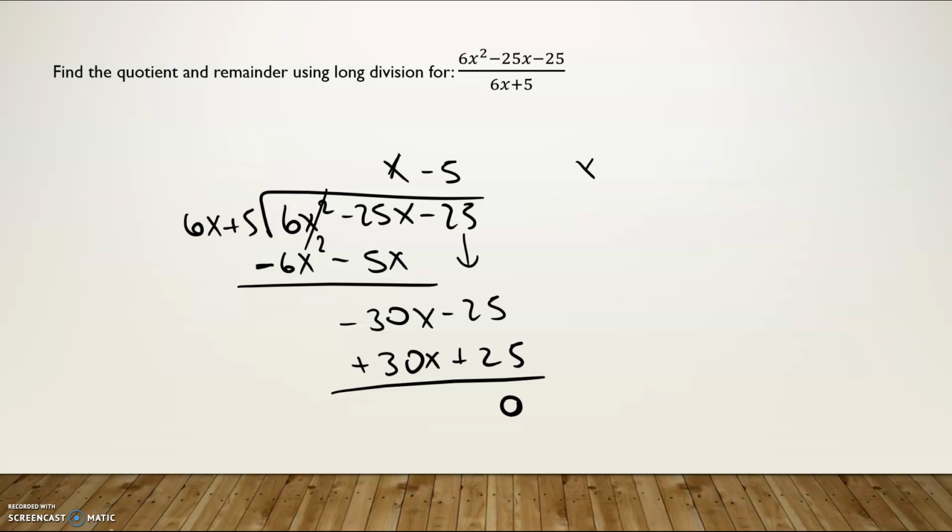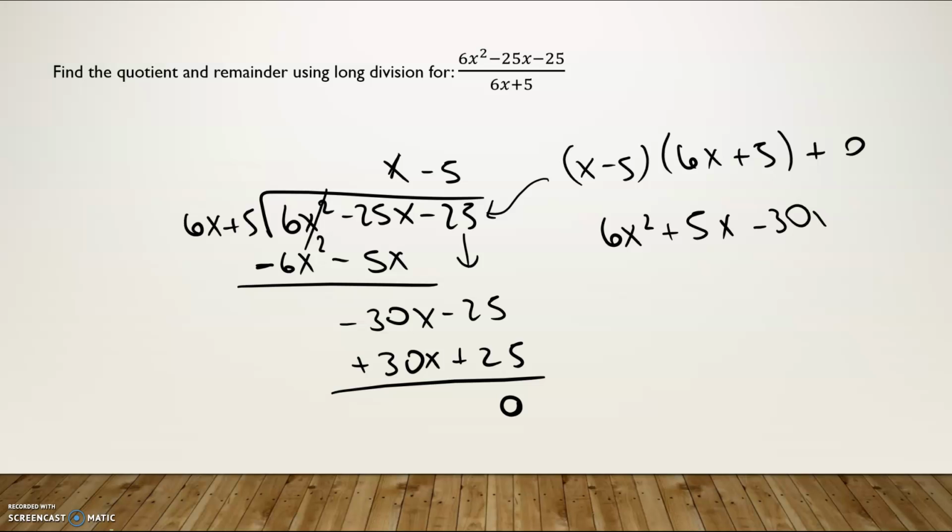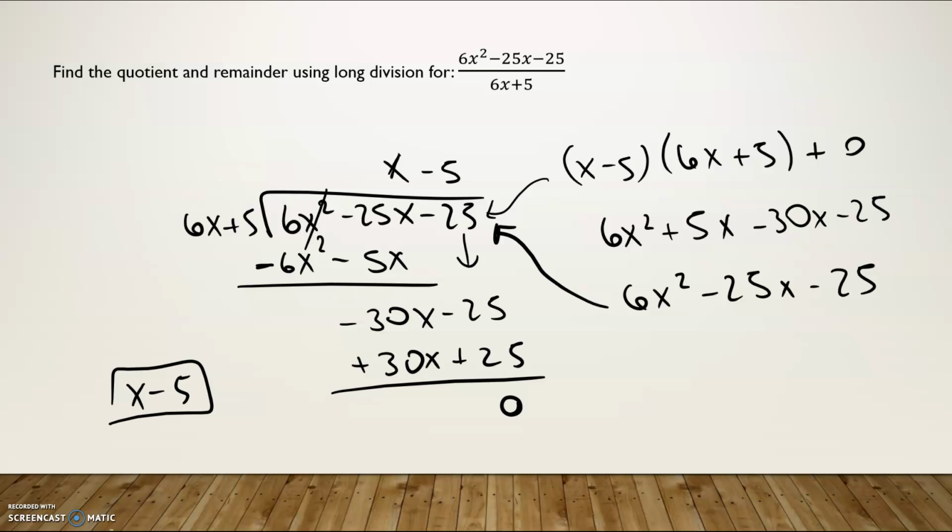So if we take x minus 5 times 6x plus 5 plus 0, that should come out to be our dividend. So 6x squared plus 5x minus 30x minus 25 plus that 0, so I'm not going to add it. 6x squared minus 25x minus 25, which, hey, that's the same thing as this. So I'm confident in my answer of x minus 5. So my quotient is this right here. Here's my quotient. And here's my remainder right here.